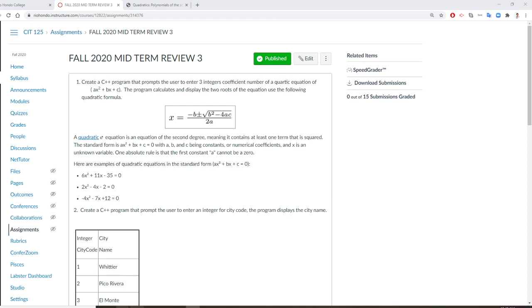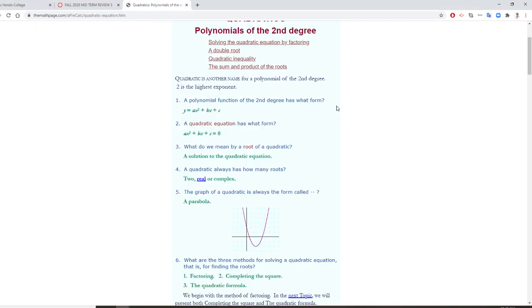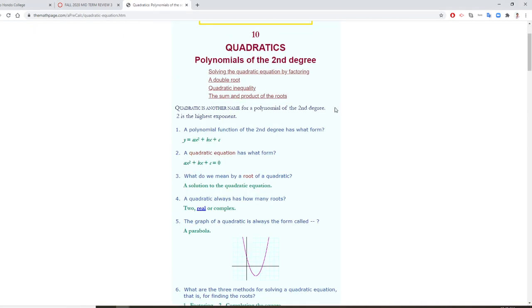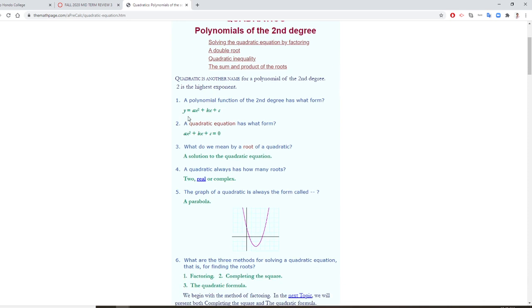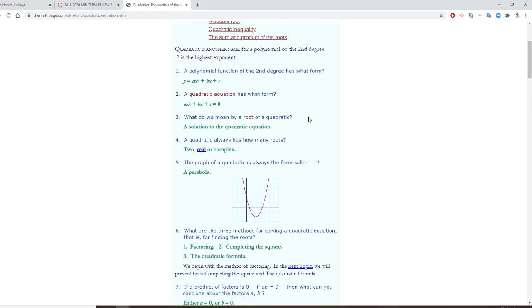First, we need to review what a quadratic equation is. We are going to do the second degree only, okay? So the quadratic equation of second degree is y equals ax squared plus bx plus c. This is second degree. This quadratic equation is usually a parabola, okay? It will be a parabola.